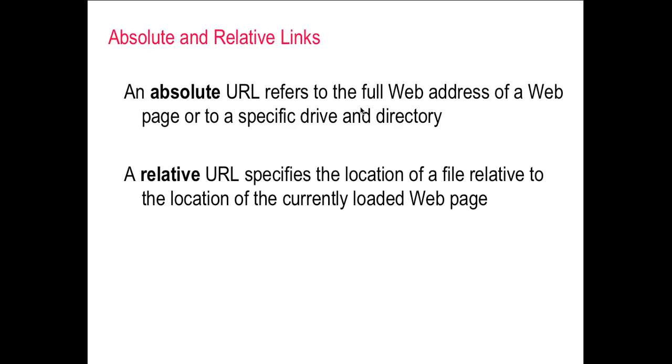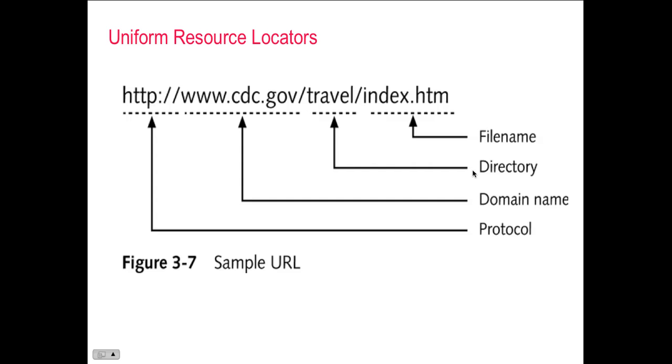So then here's more of your Unix background for today. We have the concept of absolute and relative links. An absolute URL refers to the full web address of the web page, or specific drive or directory. The relative specifies the location of the file relative to the current location. So in your links, this is what would be considered the absolute. If I left out this part here, and just said, well, travel/something else, that would be relative.